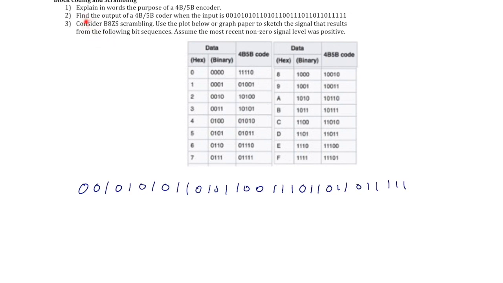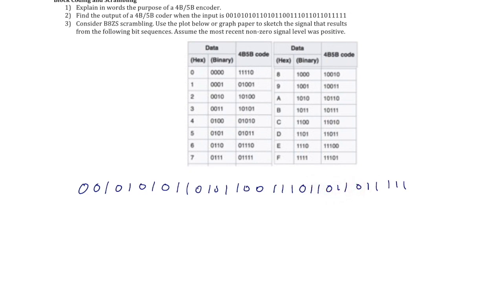Part 2 says find the output of the encoder when the input is given as such. And what I did was I've already copied that input down. 0001, 010, 101, 101, 011, 001, 110, 110. I think I've copied it correctly.